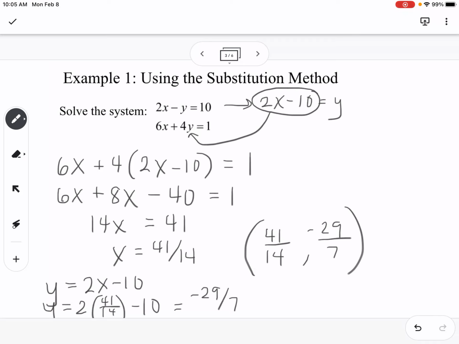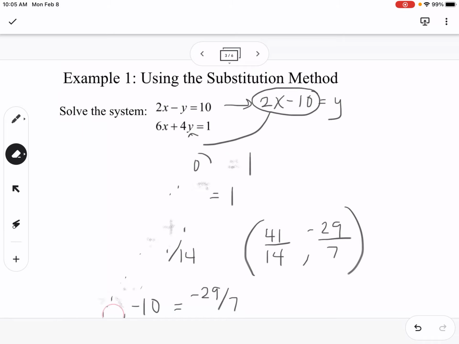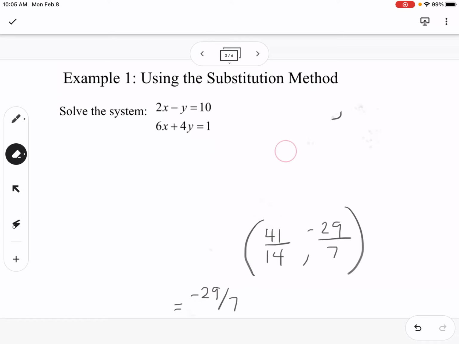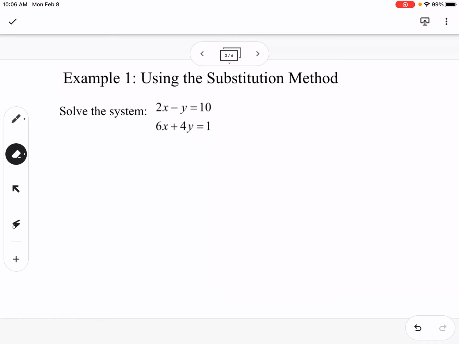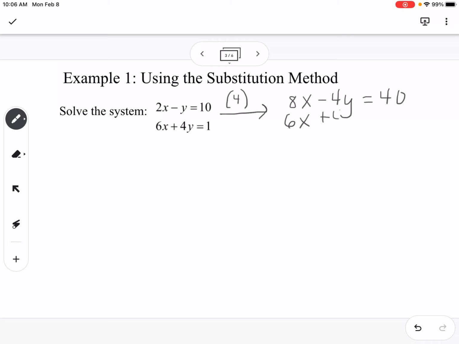Again, I would suggest using substitution if you have an isolated variable. If everything's lined up like it is on this one, I would do elimination. So I'm going to show you the same problem, but we're going to do elimination. When the x's, the y's, the equals, and your constants are all lined up, elimination is usually the method you want to use. You can see that in my top equation I have negative y, and in the bottom equation I have positive 4y. So I'm going to multiply the top equation by 4. That would give me 8x minus 4y equals 40. Then I'm going to keep the bottom equation, 6x plus 4y equals 1. That's going to eliminate the y's, and I end up with 14x equals 41.